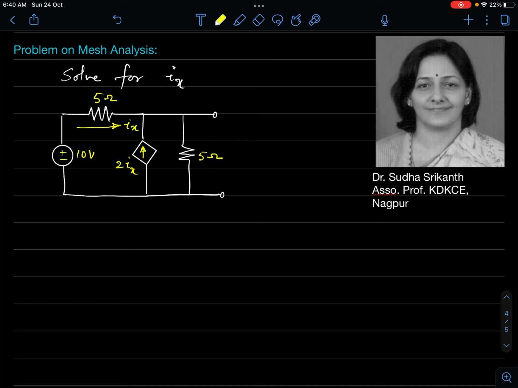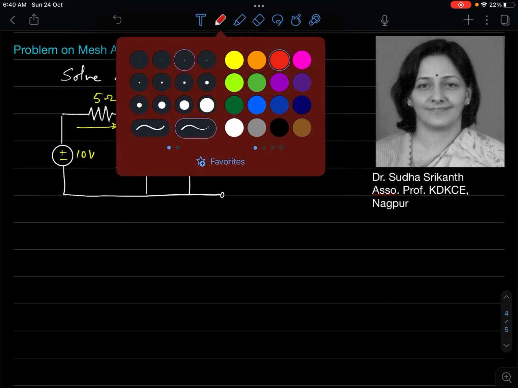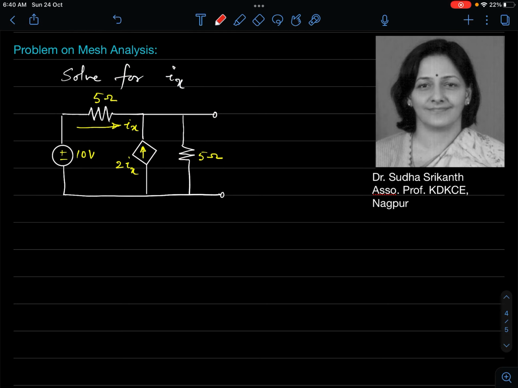We try to identify a mesh which is a super mesh, like we try to avoid the current source. Thereby the potential difference across the current source need not be known, because while writing KVL you need to know the potential difference across various elements. So we will try to avoid this. How do we avoid this? We will define a mesh or a loop in such a manner that this current source gets avoided.